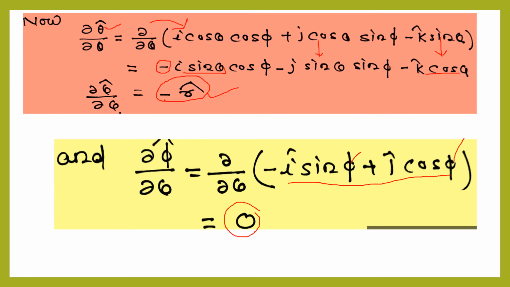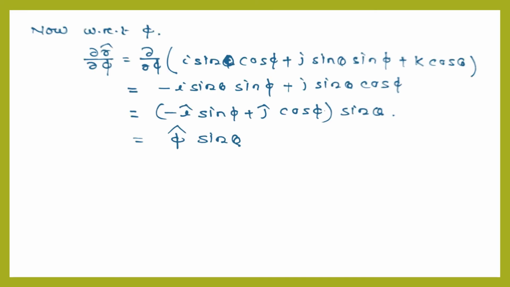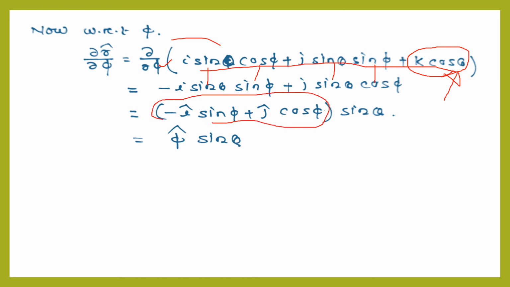Okay. Now come to the point with respect to phi. So now with respect to phi, what r cap is again present. This value is r cap after differentiation. Now differentiation with respect to phi, that means sin theta is same, cos phi gives sin phi with minus, sin theta is same, sin phi gives cos, and cos theta with respect to phi is equal to 0. Okay, now taking sin theta common, we get this value, and this value is the value of phi cap. That is why phi cap and sin theta is the value of dr cap by d phi.